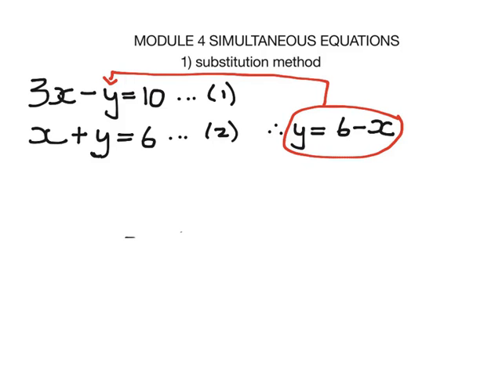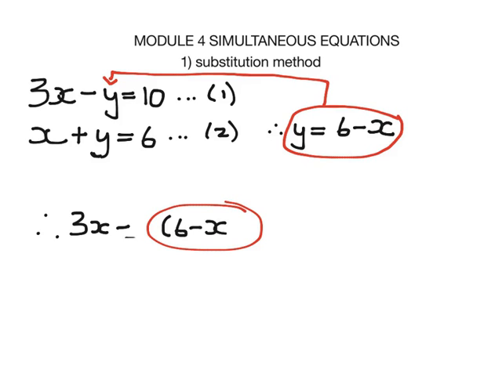Plug it into the other equation. Because look what happens, David. I will have 3x minus 6 minus x is equal to 10.